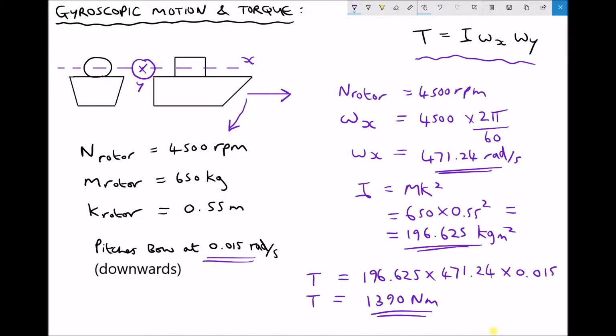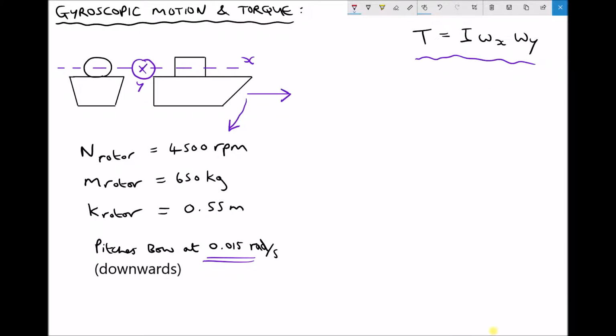So we know the magnitude of our gyroscopic torque, but what we don't yet know is what impact this is going to have on the boat. And this is where we need to apply the right-hand rule. So in order to determine the impact that the gyroscopic torque is going to have on our boat, we first need to specify the direction of rotation of the rotor. So let's assume in this instance that the motor was turning clockwise. So if we refer to our diagram, viewed from the back, our rotor is turning clockwise. So viewed from the side, it's coming out of the page like so.